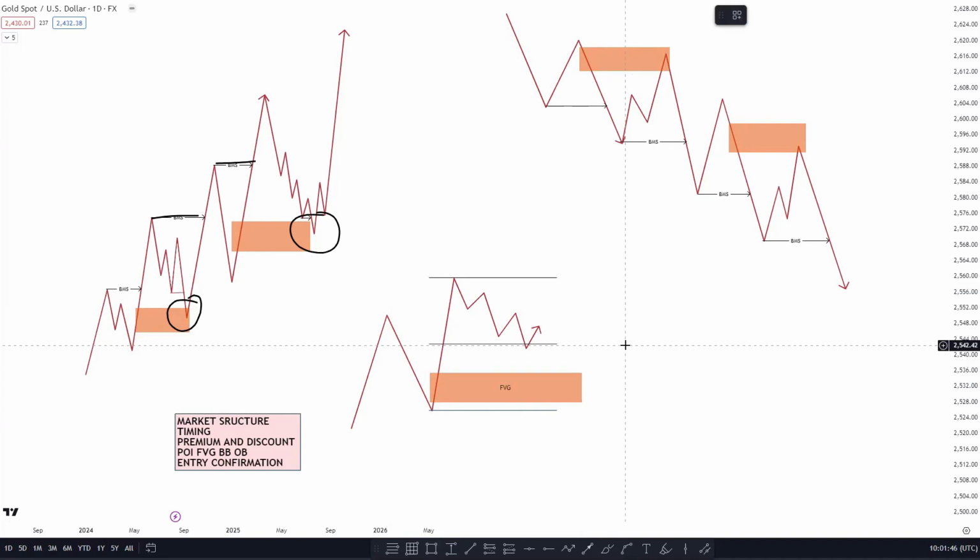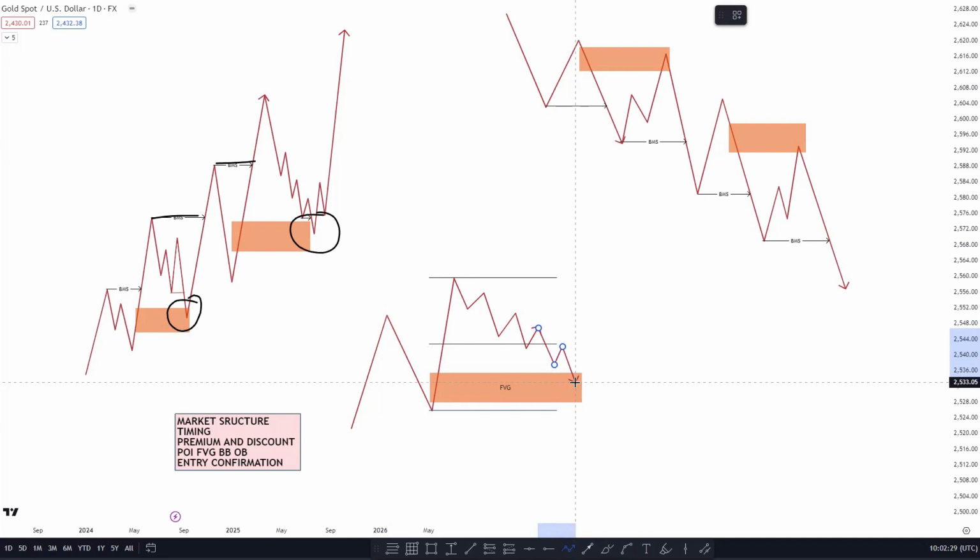So right now we've had our market structure being an uptrend. Our timing is price pulling back into our zone. We've marked our premium and discount, knowing that we only want to take buy entries from our discount level, and our point of interest, we identify our fair value gap or order block. As price is coming down, we're only waiting for the smaller time frame to mitigate our point of interest. Then we go to our last option, which is entry confirmation.